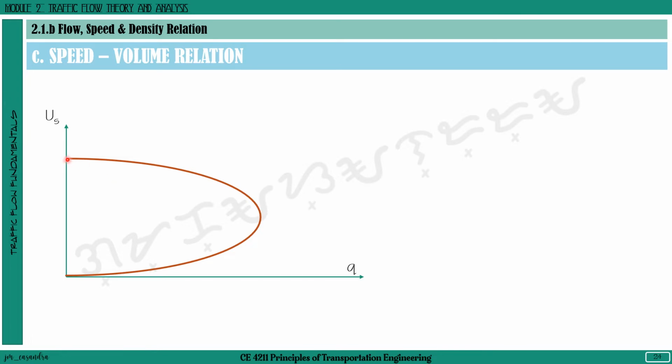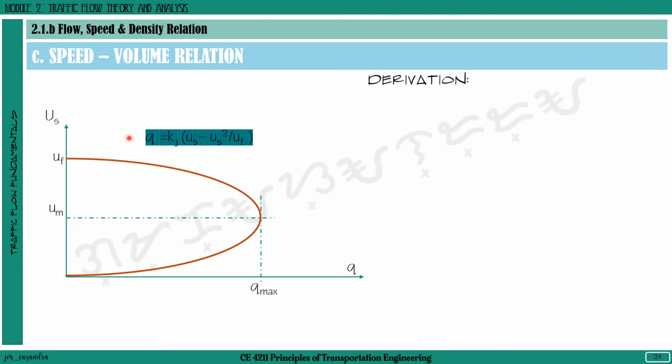So taking now our y-intercept, that will be your free flow speed, and the maximum point along the x-axis will be our Q maximum, and that will usually happen at our optimum speed, or half of the free flow speed. Okay, so the speed volume relation is defined by the equation Q is equal to Kj times U sub S minus U sub S squared all over U sub F.